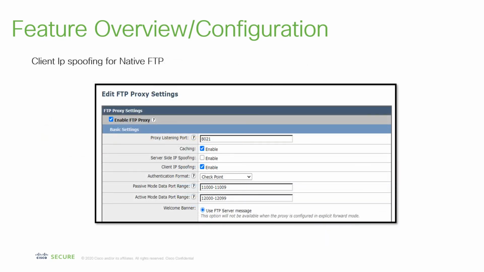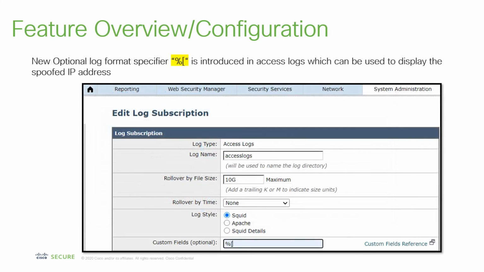When it comes to native FTP, there are two options: server IP spoofing and client IP spoofing. Both options can be enabled under Security Services, FTP Proxy. As of now, we support only client IP as the spoofed IP for the FTP client, as was being done until Async OS version 12.5. There is no change there. Native FTP does not support the IP spoofing profiles implemented in this version.